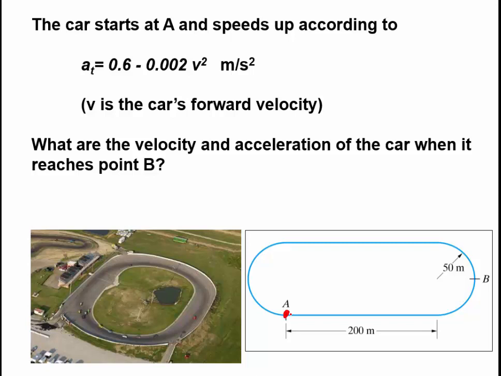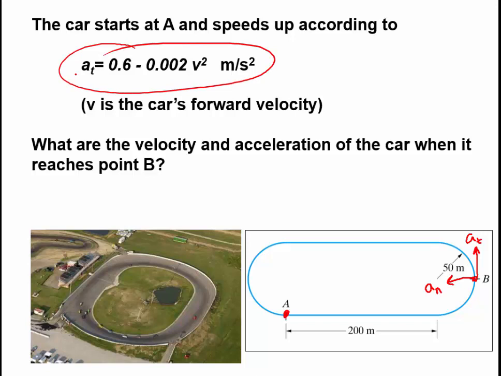So what you need to do is ask, what is the velocity and acceleration of the car when it reaches point B over here? And you should recognize that it's going to have both a tangential component, so an AT going in this direction, and it's going to have an A sub n pointing towards the center of the curve. So you're going to need to use this relationship up here to figure out what that tangential velocity is once it gets to point B.